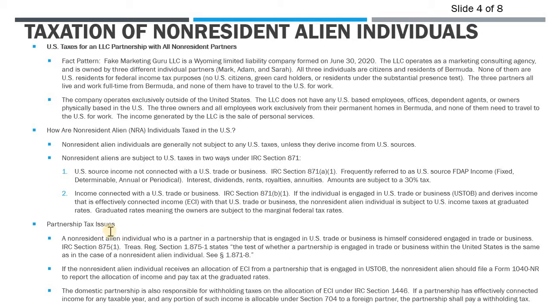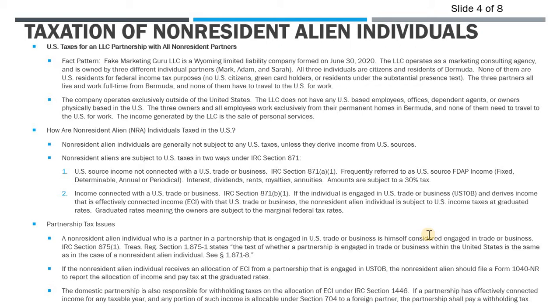So let's look at how this impacts the partnership tax issues. The standard is that a non-resident alien who is a partner in a partnership that is engaged in a U.S. trade or business is himself considered engaged in a trade or business within the United States. The test of whether a partnership is engaged in a trade or business is the same as in the case of a non-resident alien individual. What they mean there is, if you are a non-resident and you're engaged in a trade or business, we look at that analysis, and the same analysis is done if you're doing it through a partnership entity.